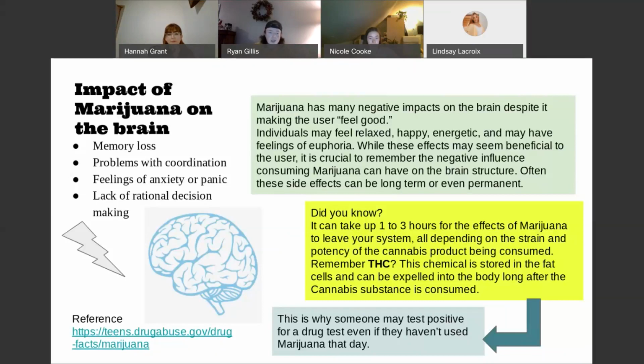Did you know that it can take up to 1 to 3 hours for the effects of marijuana to leave your system, all depending on the strain and the potency of the cannabis product being consumed? You remember THC? This chemical is stored in the fat cells and can be expelled into the body long after the cannabis substance is consumed. That's why someone may test positive for a drug test even if they haven't used marijuana at all that day.